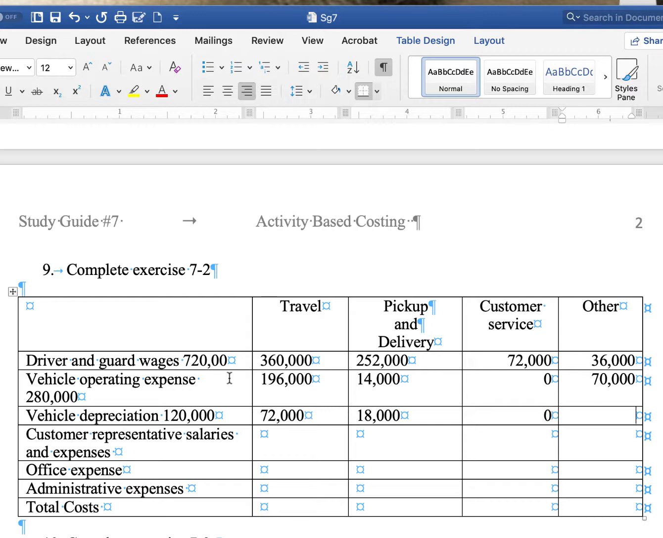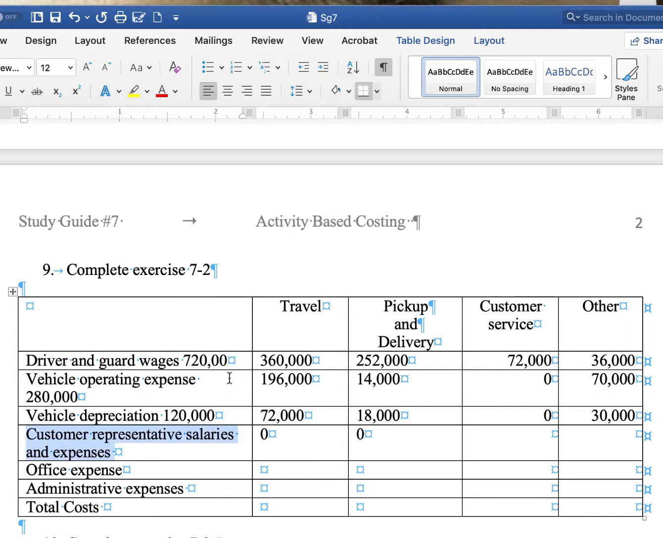Then we have this other category. Well, it's 25%. This other category consumes 25% of vehicle operating expenses. 280,000 times 25% gives me $30,000. So now we have these customer representatives and salaries expense, right? We see here that the activity of travel consumes 0% of customer representative salaries. Pickup and delivery, also 0. But then we get to customer service, okay?